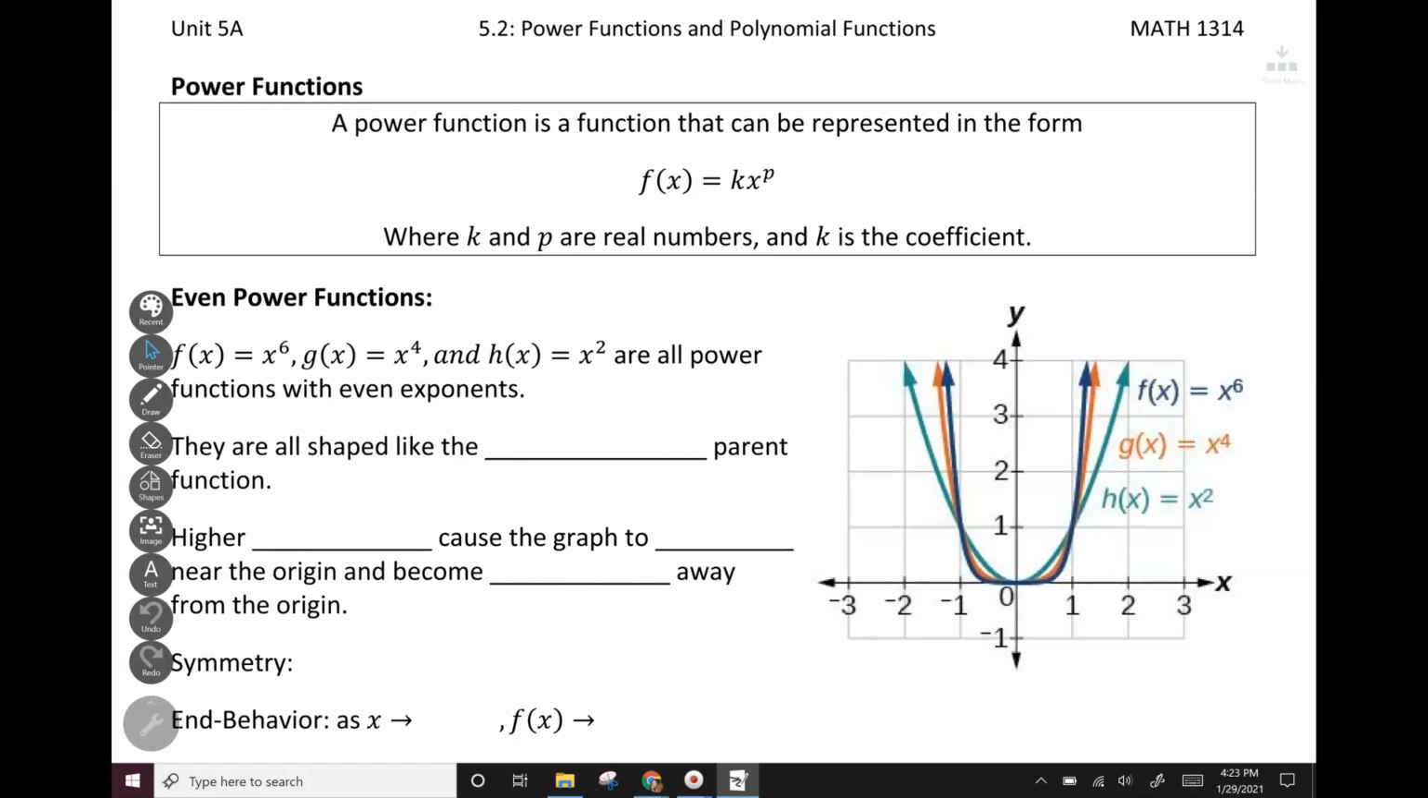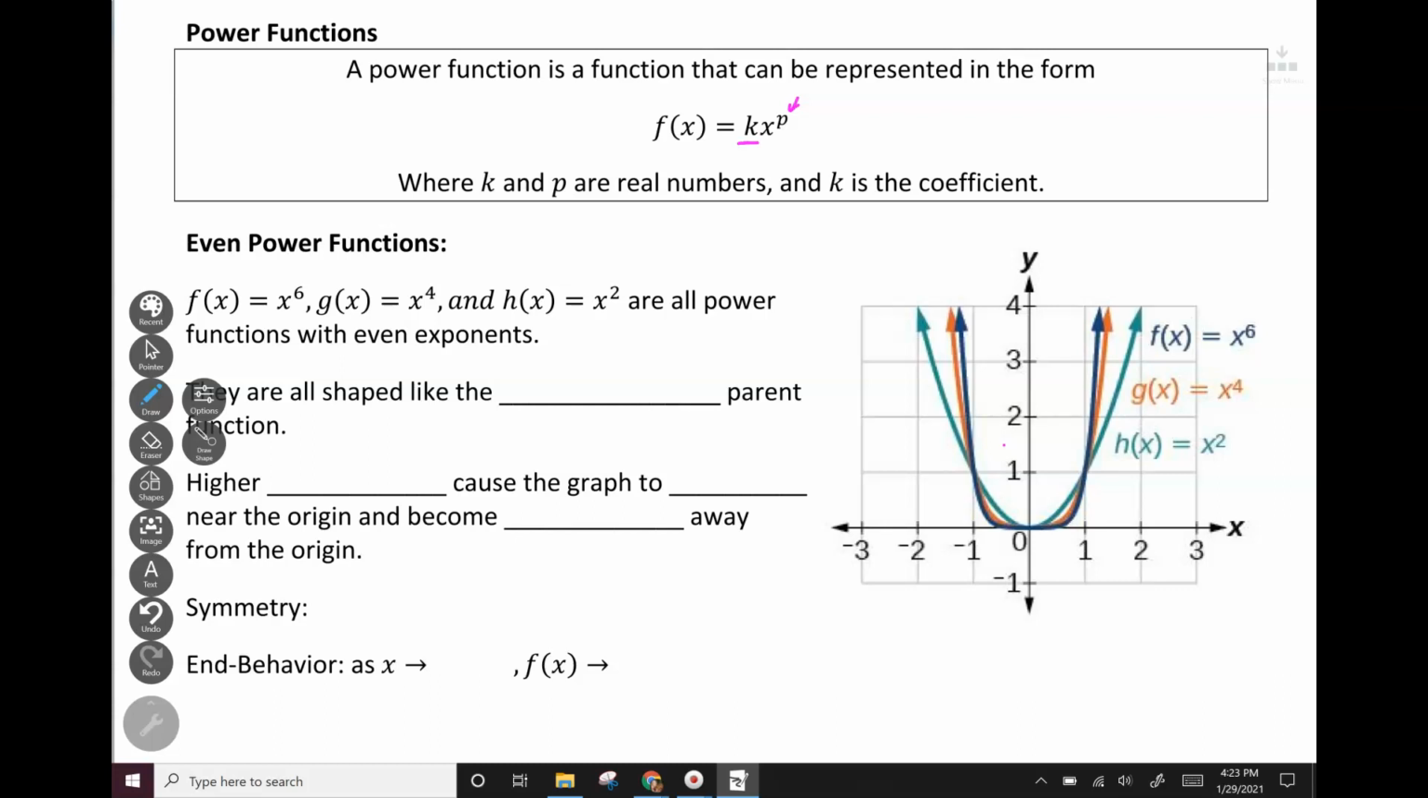Alright, so what is a power function? It is a function that can be represented in the form f of x equals k times x to the power of p. There's nothing being added or subtracted there, it's just one term on the right hand side. k and p are just real numbers, and k is the coefficient. So you've got some real coefficient there, and then you've got a power here, and that is a power function. It's not going to have anything added or subtracted afterwards. That is just it.